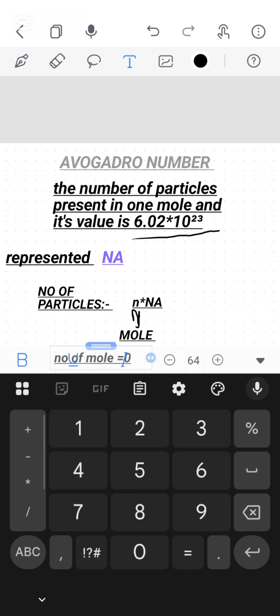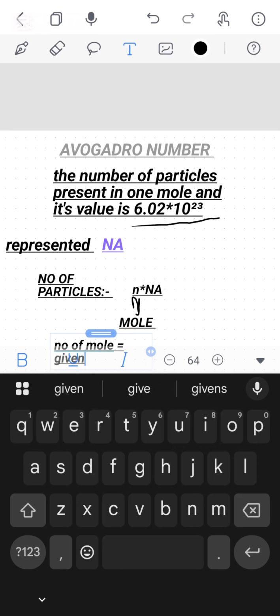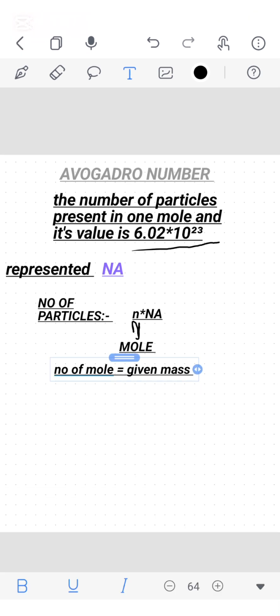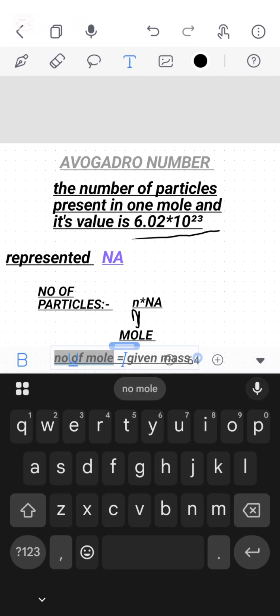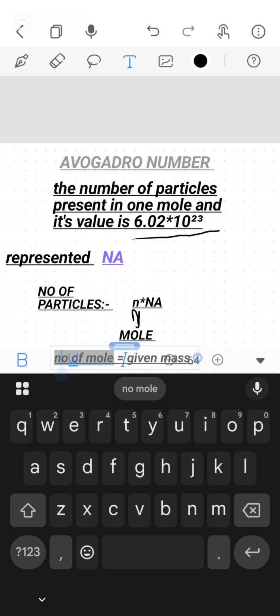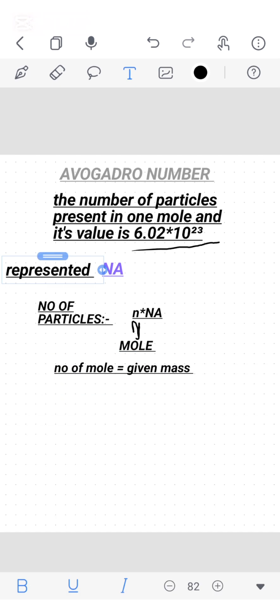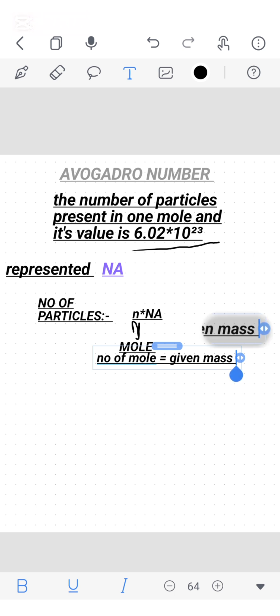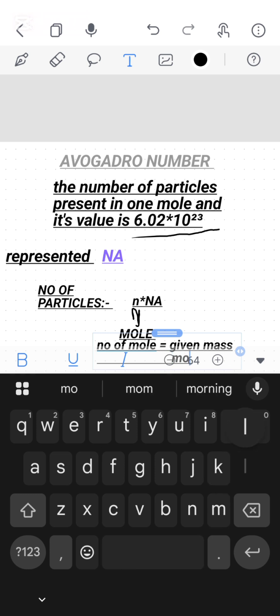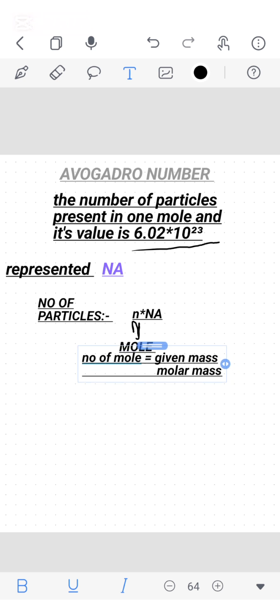Its formula was: number of moles is equal to given mass upon molar mass. That is how its formula is defined.